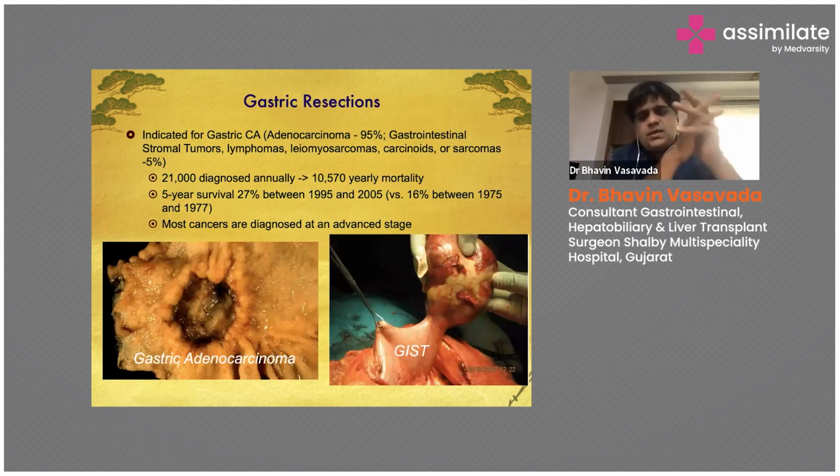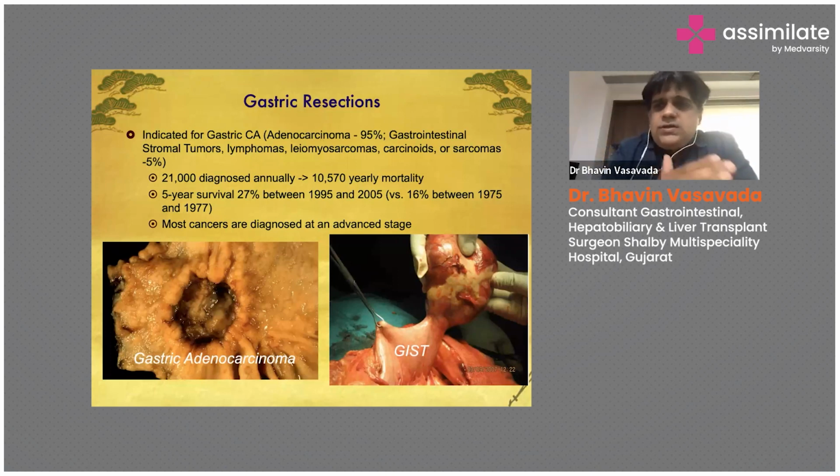Gastrectomies are generally of two types: total gastrectomy and partial gastrectomy. Then there is another type, the sleeve gastrectomy, which is used mainly in bariatric surgery. That's altogether a different subtopic, so I will not be going into that detail. Now, for routine gastrectomies, the most common indication is gastric cancer.